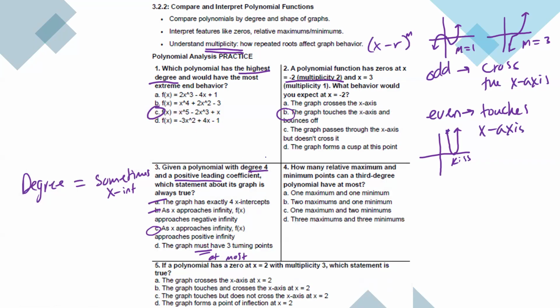All right. Next, it says how many relative maximum and minimum points can a 3rd degree polynomial have at most? When you're describing maxes and minimums, you're describing your types of turning points. If you have a 3rd degree polynomial, that means that at one point from left to right, you can increase, decrease, and then increase again. Or you can decrease, increase, and then decrease. These are your only options for a 3rd degree polynomial. So out of these options, which statement would be true? You would only have 1 maximum and 1 minimum.